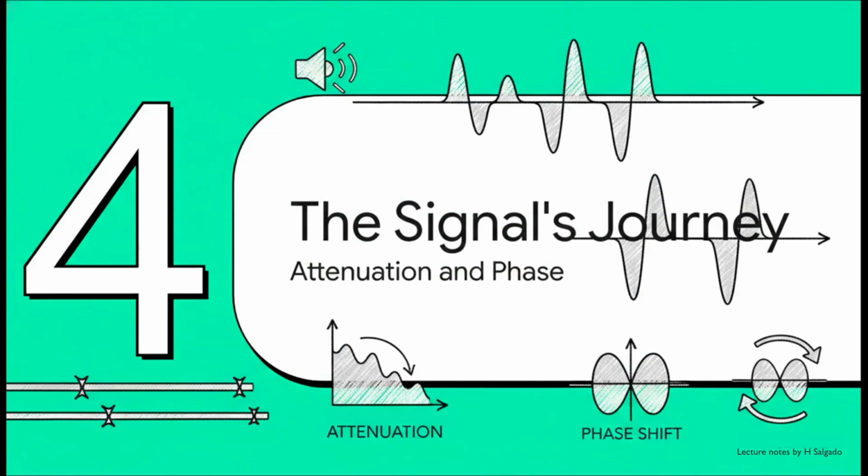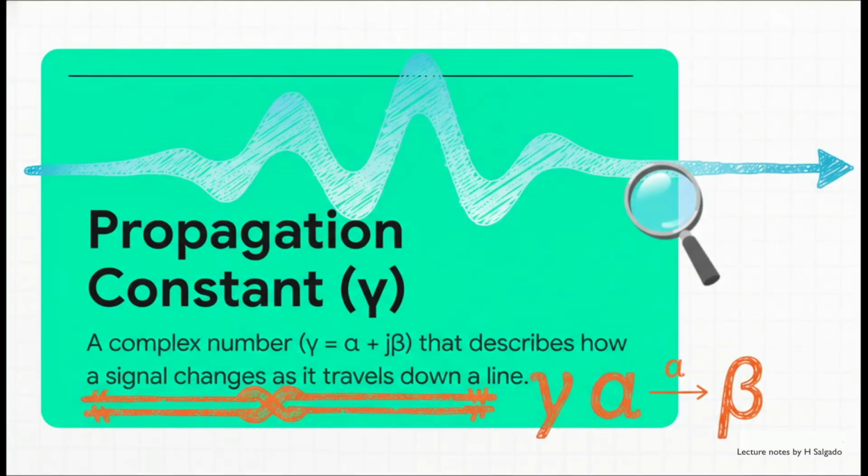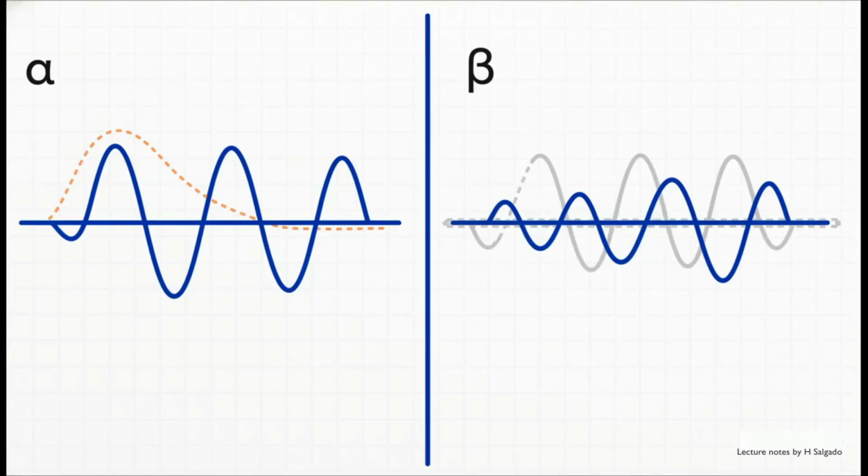What does it actually tell us about what happens to a signal as it travels? Well, it reveals that the signal changes in 2 really important ways as it moves down the line. All of that wave behavior gets neatly packed into a single complex number. It's called the propagation constant, and we use the symbol gamma. Now, don't let the complex number part scare you. It just means it has 2 distinct parts: a real part, which we call alpha, and an imaginary part, beta. So let's break those 2 down.